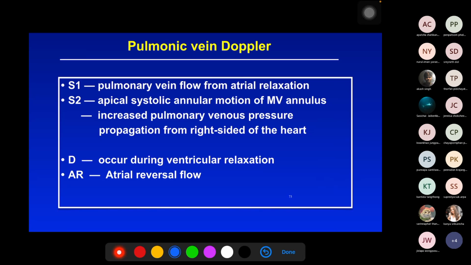Again, S1 is caused from the LA relaxation. S2 is caused from the propagation flow from the right side of the heart. And D occurs during the diastole or ventricular relaxation. And A is the A reversal flow.